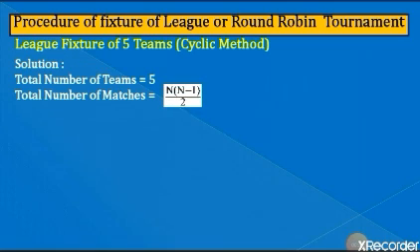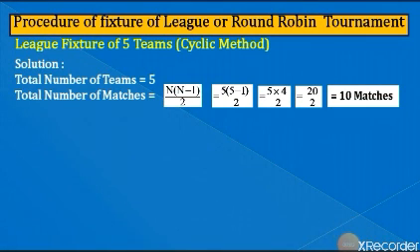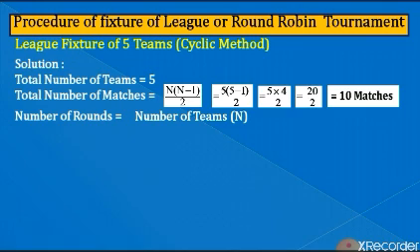So the total number of matches is calculated by n(n-1)/2: 5 into (5 minus 1) by 2, 5 into 4 by 2, 20 by 2. So 10 matches will be in the tournament. In the next step, we calculate the total number of rounds. Here the total number of rounds is equal to the total number of teams, because here the total number of teams is odd. So the total number of rounds will be 5.